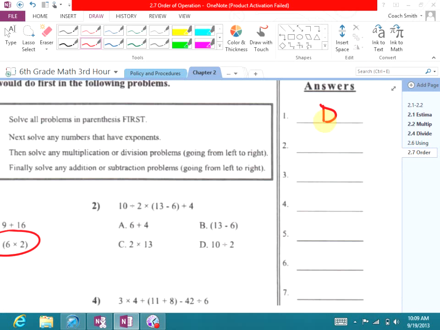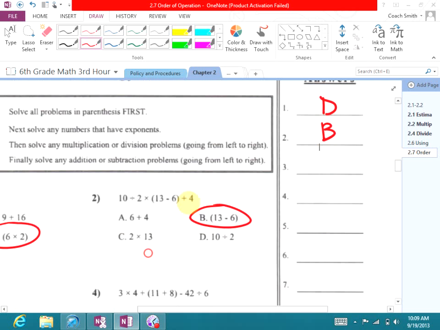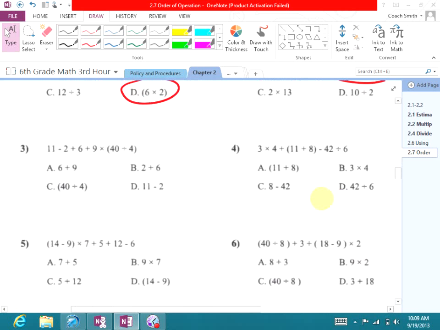Number 2 says 10 divided by 2 times 13 minus 6 plus 4. Okay? So are we going to do A, 6 plus 4, B, 13 minus 6 parentheses, C, 2 times 13, or D, 10 divided by 2? Joshua? B, 13 minus 6, because we do parentheses first.